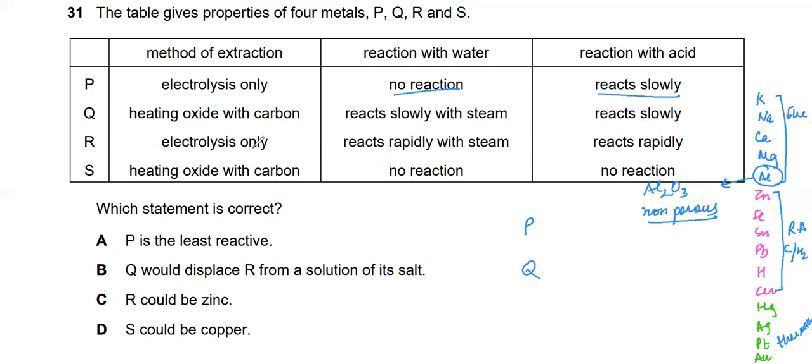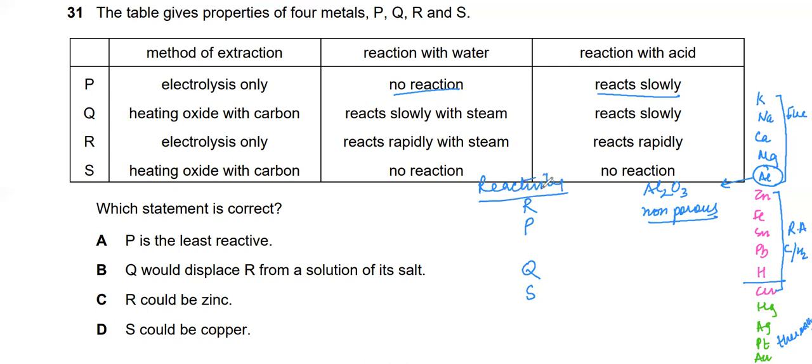Coming to R, electrolysis, we are extracting it through electrolysis, it rapidly reacts with steam and rapidly reacts with water. So R is going to be above P because it's reacting with the steam and it's reacting with an acid both. Now S, heating its oxide with carbon, but it has no reaction with water and no reaction with acid, so that means it's below hydrogen. So S is going to be below Q. So on the basis of the reactivity, we have positioned P, Q, R, and S in this particular form. So this is the reactivity of these elements.